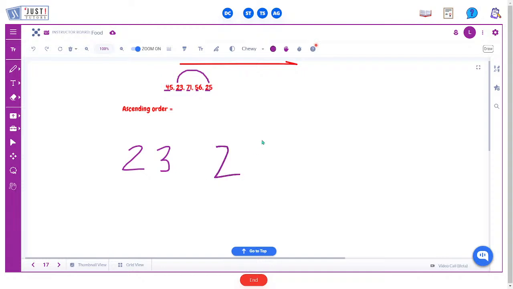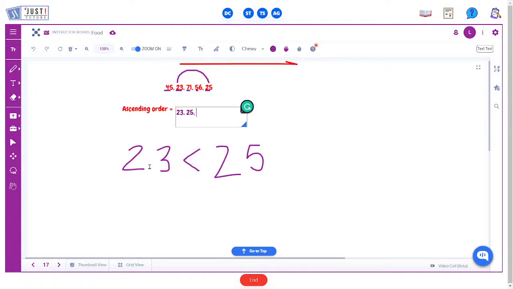and 25. Now what do you think, 23 और 25 में कौन सा नंबर बड़ा है? Is it 23 or is it 25? We know it's 25. 25 is bigger than 23. So now we try writing the ascending order. We know that 23 is the smallest number, because वो और नंबर से तो छोटा है ही है, but वो 25 से भी छोटा है. So 23 would be the smallest one. Then we can write 25, which is the next one.